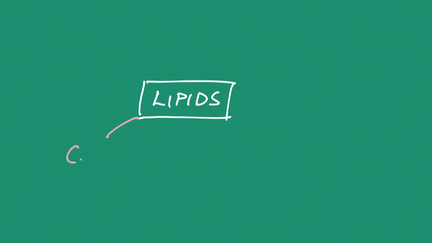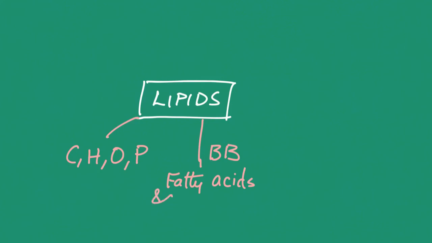Let's quickly recap what we know about lipids. Lipids are made up of carbon, hydrogen, oxygen, and phosphorus. The building blocks of lipids are fatty acids and glycerol. You can have either 2 fatty acids and 1 glycerol or 3 fatty acids and 1 glycerol. There are 3 classes of lipids, and they are phospholipids, steroids, and triglycerides.